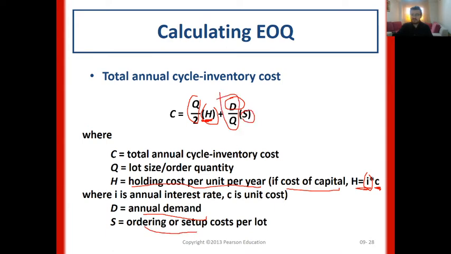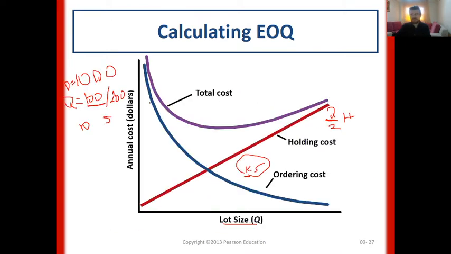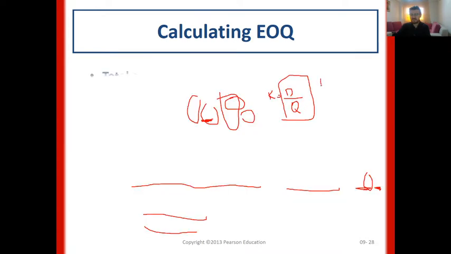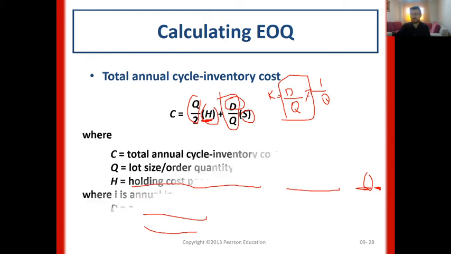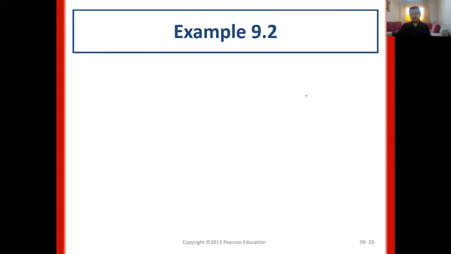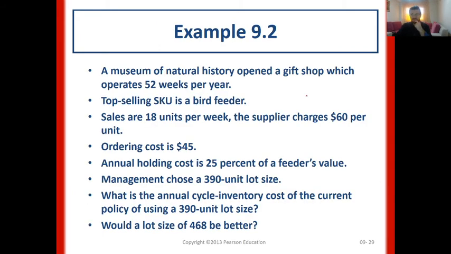S is the ordering cost. D over Q, which I called K, gives us the number of orders given in a year. That's why the ordering cost function is not linear, because of the 1 over Q in this formula.